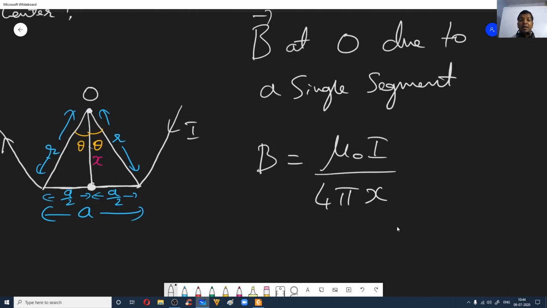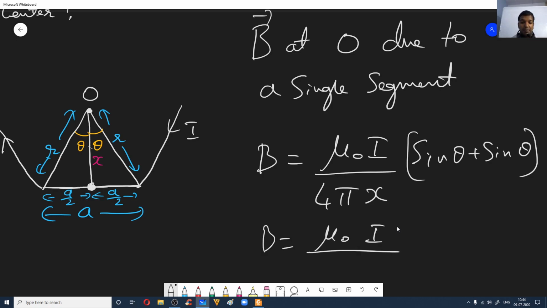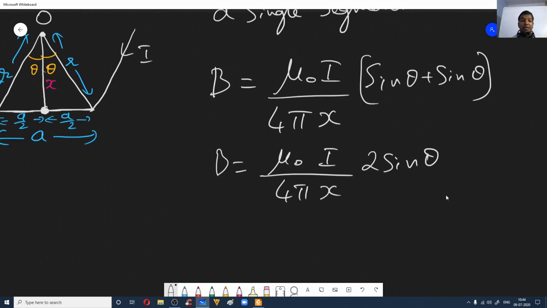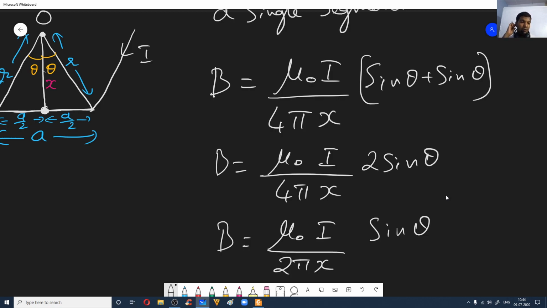Then sine of this theta, and again you have sine theta. So finally this turns out to be 2 sine theta. So B you can write as mu naught I over 4 pi x into 2 sine theta. It's better to write this in parallel in your notes. Finally it turns out to be mu naught I sine theta divided by 2 pi x, right?